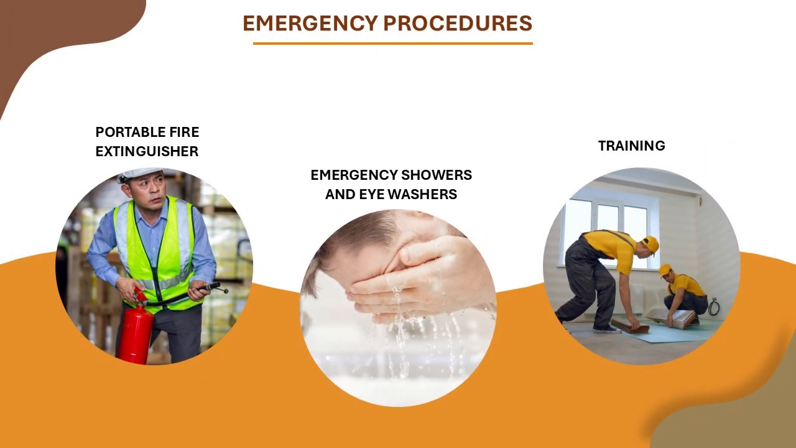Emergency procedures. Ensure that portable fire extinguishers are easily accessible when using flammable products. Provide emergency showers and eye washers in areas where chemicals are handled. Train personnel on the procedures to follow in the event of spills or accidental contact with hazardous substances.